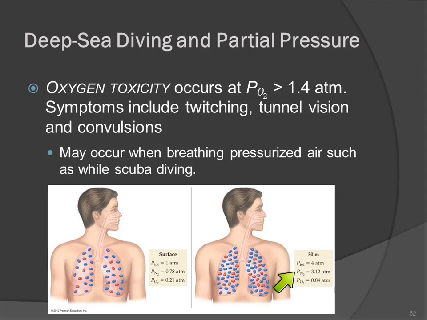So at 30 meters, the total pressure is 4 atmospheres. Now the pressure of oxygen is 0.84 atmospheres, not 0.21, like our bodies prefer. And when you get to higher and higher oxygen concentrations, you get into oxygen toxicity. You've got twitching and tunnel vision and convulsions. And you can imagine if you're 30, 40 meters below the water, these are really not good things to have happening, and you're not going to have clear judgment and maybe recognize what's going on.